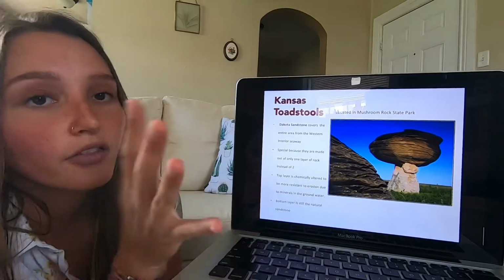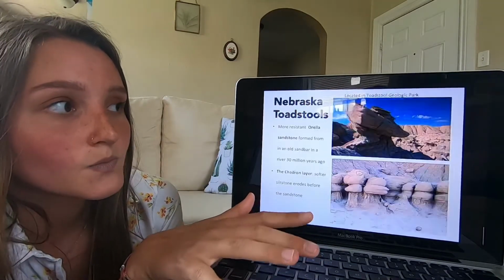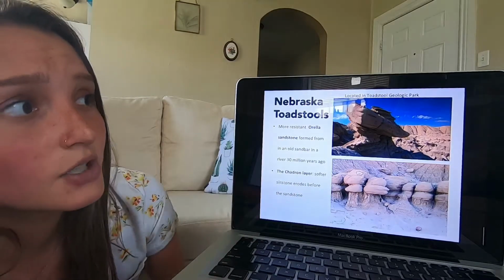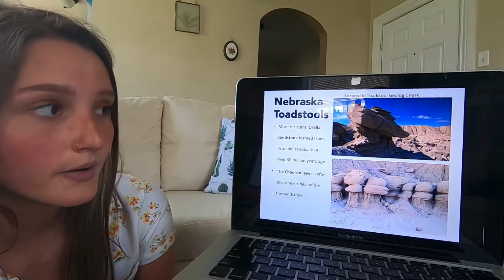Pretty neat. Who would have thought Kansas had cool stuff? Next, we're going to talk about Nebraska. These are located in Toadstool Geologic Park.